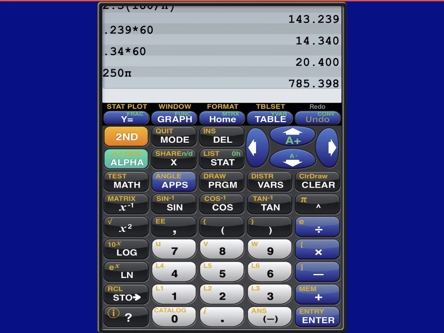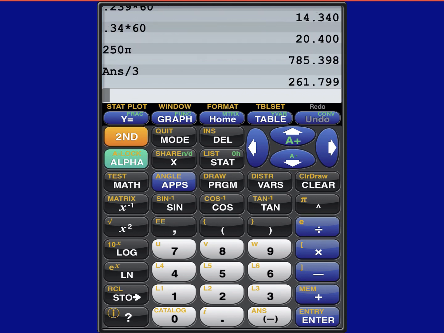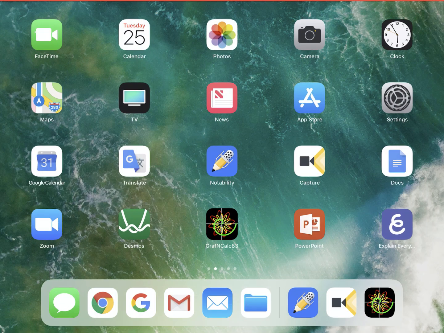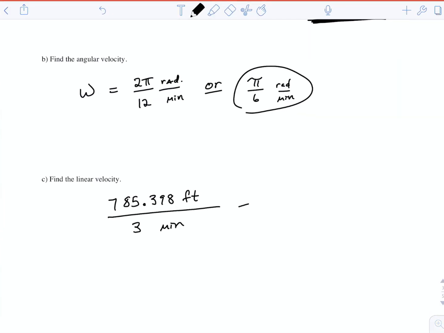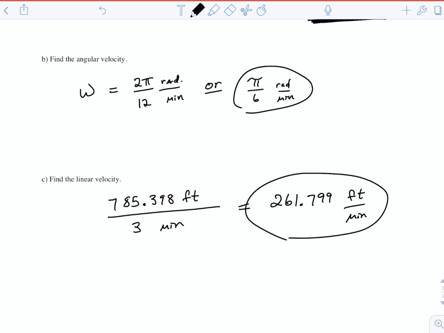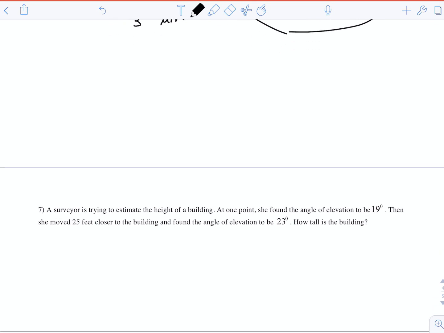So actually the last answer is still sitting there. I could just say take that last answer and divide by 3. And it's 261.799. And the units would be in feet per minute. All right, let's see what else we got.